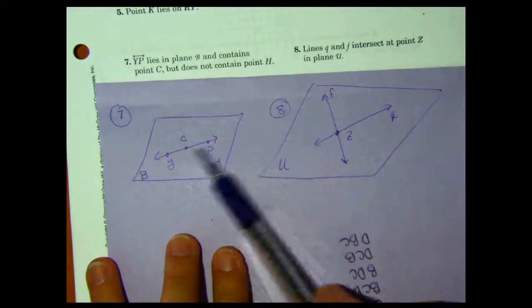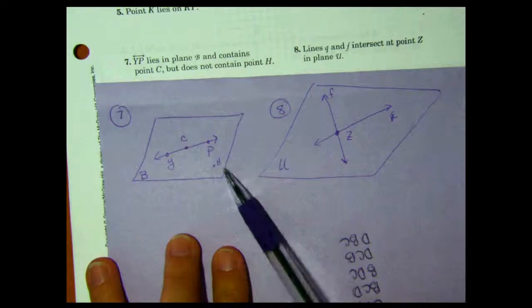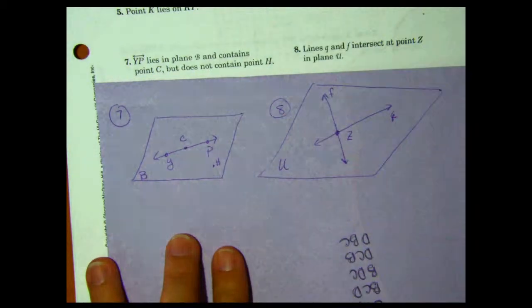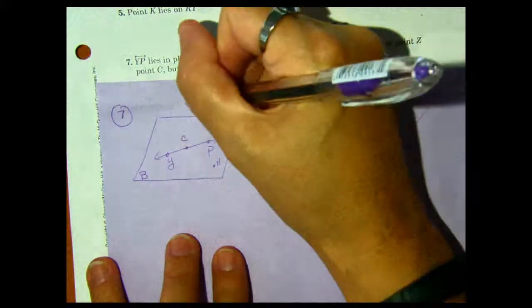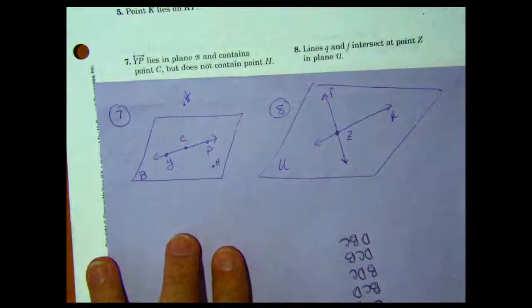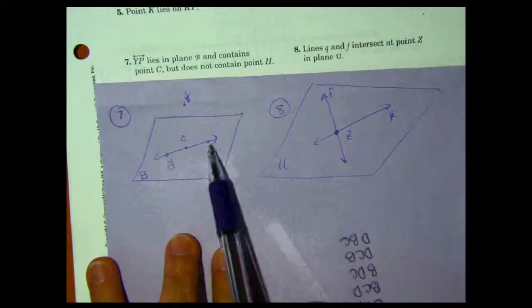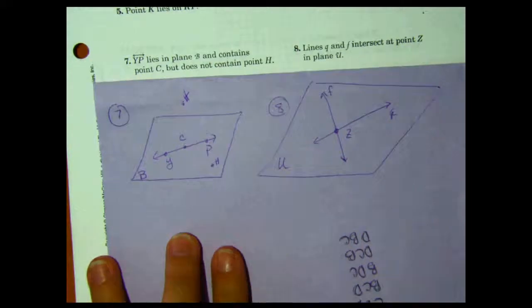On the line these can be in any order, and this point H could be anywhere on or off the plane. It didn't say that the point was on the plane. It just said it wasn't on the line. So as long as you have an H somewhere on there, it could be over here. So long as it's not on the line, you're good. Okay, and these 3 points can be in any order.